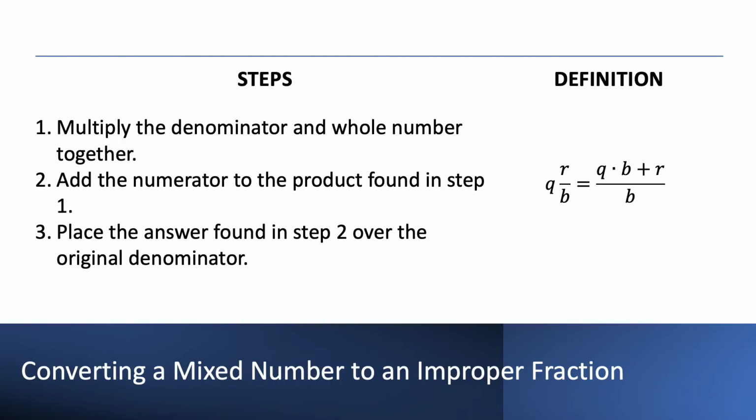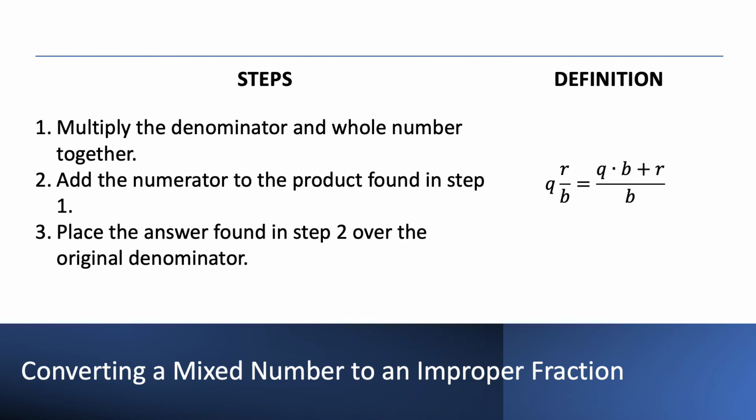Now I'm going to convert a mixed number to an improper fraction. We'll do this by following the steps on the screen. The first step is to multiply the denominator and the whole number together. The next step is to add the numerator to the product found in step 1, and then the third step is to place the answer found in step 2 over the original denominator.